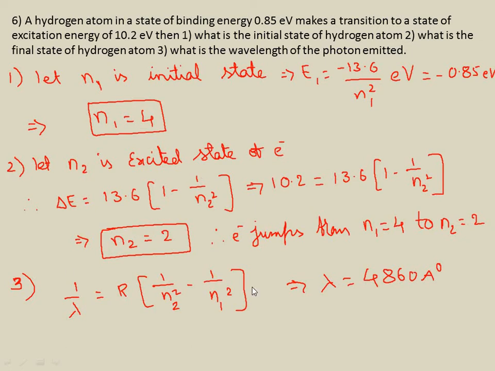We already have the formula, right? The Rydberg formula. From that I can get lambda = 4860 angstrom. Substituting the values gives you the R value. Anyway, it's a well known value, so substitute that and you can get it. By the way, what is the value of R? It is 1.09 × 10^7 meter inverse, the Rydberg constant, right?